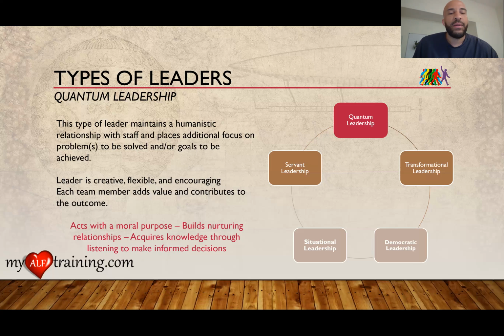Specific characteristics of someone whose leadership style is quantum leadership: someone who acts with a moral purpose, someone who builds nurturing relationships, someone who acquires knowledge through listening to make informed decisions. So, does this sound like you? Does this leadership style sound like the manager at your place of work, or someone at your place of work who you think should be a leader? Quantum leadership.